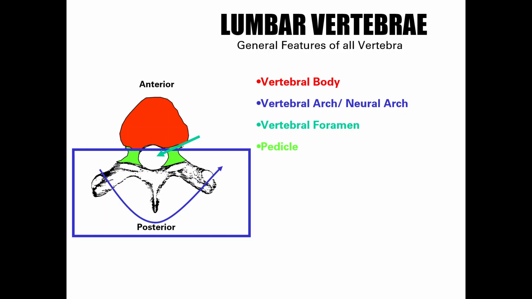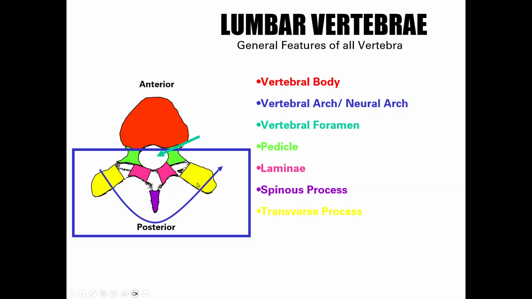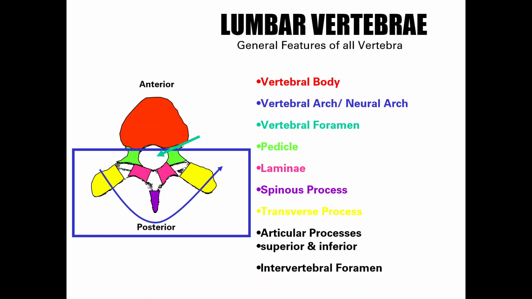We have the pedicle, which are the pieces of bone that jut out posteriorly from the vertebral body. We have the lamina, which are pieces of bone that unite to form the spinous process, which is posterior, that you can actually palpate along the posterior part of your body. And then we have the transverse processes, and the transverse processes are a uniting of the pedicle and the lamina. And then we'll see the articular processes, superior and inferior, on a different view.